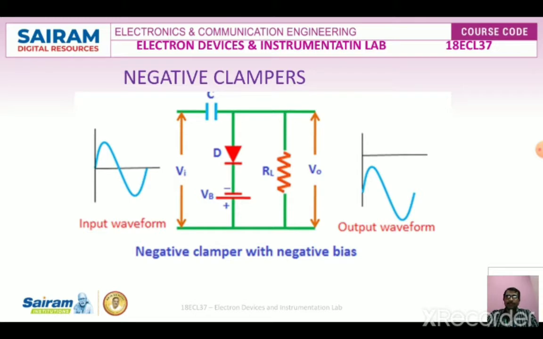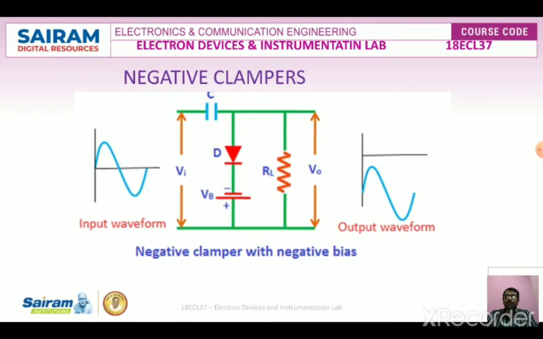What is a negative clamper? Here the input Vi is given from the function generator and connected to the capacitor. Then it is given to the diode. The diode anode is connected to the capacitor and the cathode is connected to the reference voltage. The reference is 3 volt, but the diode cut-in voltage is 0.7, so V reference minus Vd is V0, that is 2.3. RL is connected here and the output is taken here.